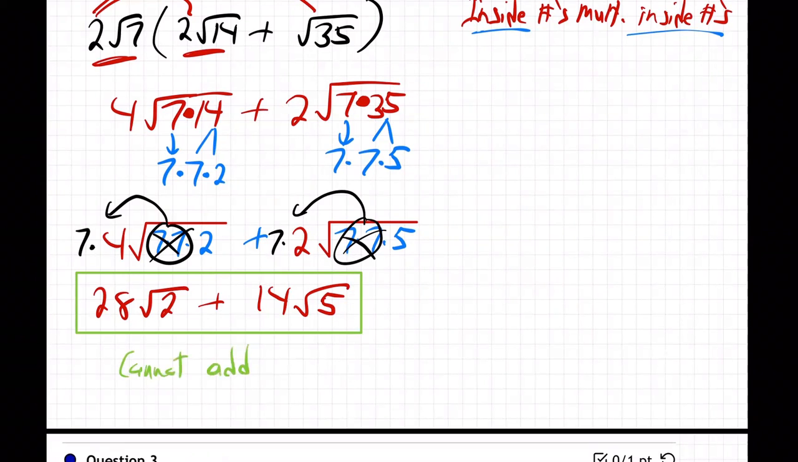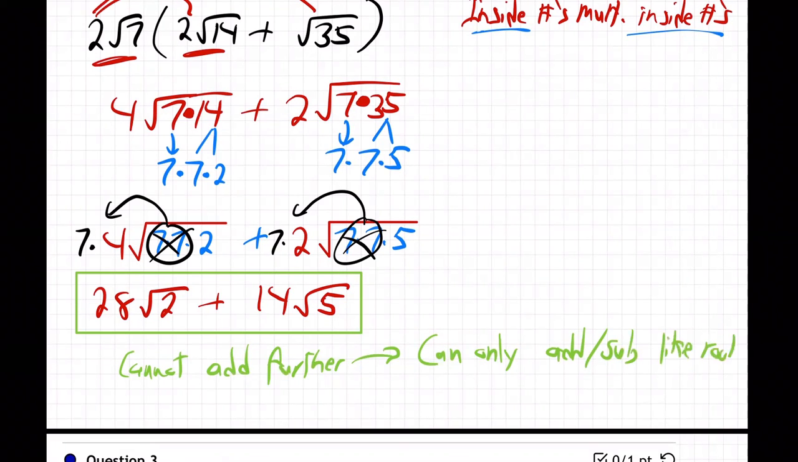Cannot add further. Why not? Remember the rules for roots, they're just like letters. You can only add or subtract like roots. So this and this are not like roots, meaning they're different kinds of roots. One's a root 2, one's a root 5. They're different roots. They cannot be added. You can only add or subtract like roots. The roots have to match the same in order to add them or subtract them.